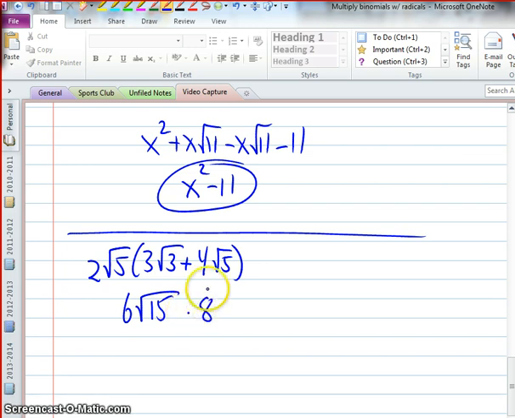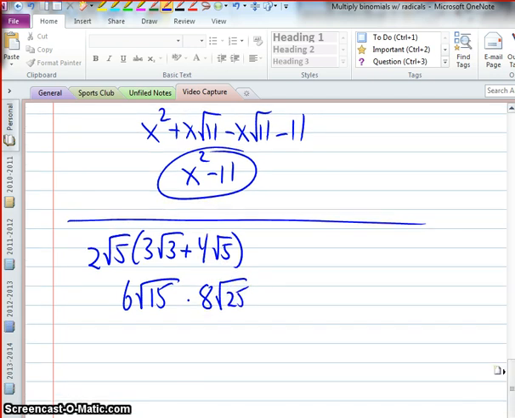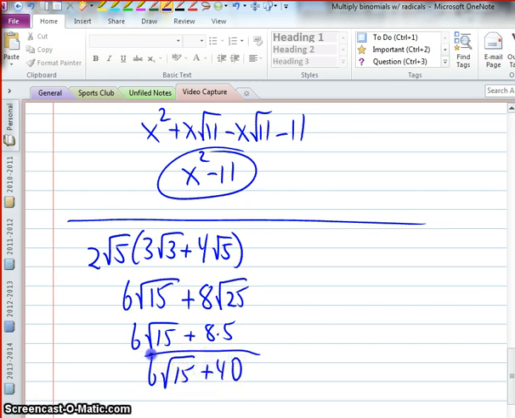And square root of 5 times square root of 5 is square root of 25. But notice the square root of 25 is a perfect square because we multiplied square root of 5 times square root of 5. So that, in effect, is just 5. And 8 times 5 is 40. So we got a number of different steps in here.